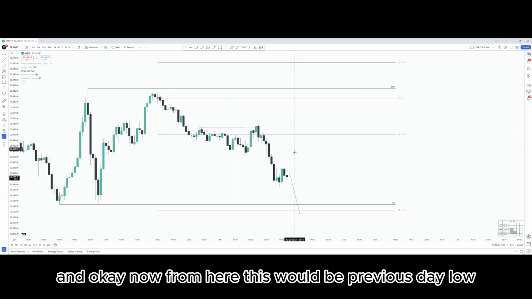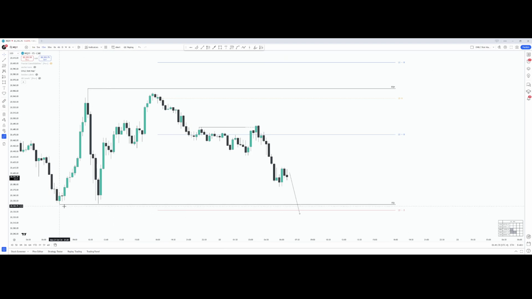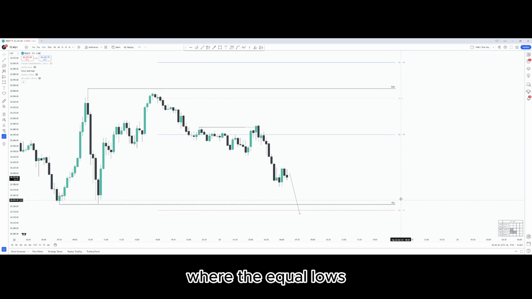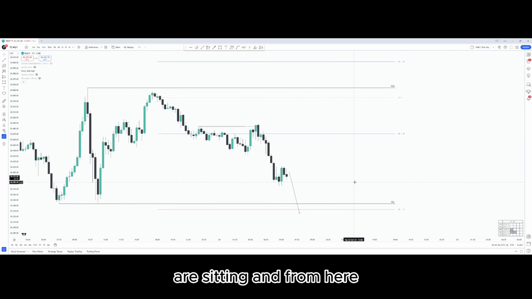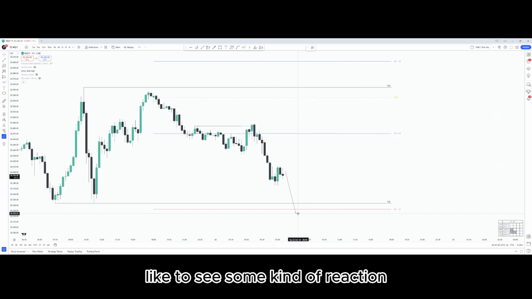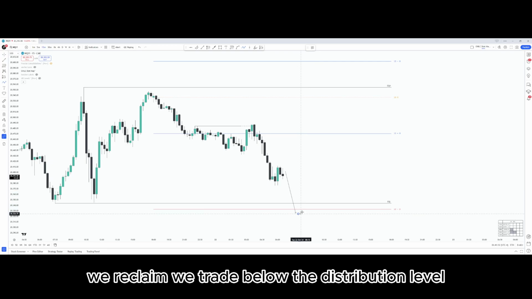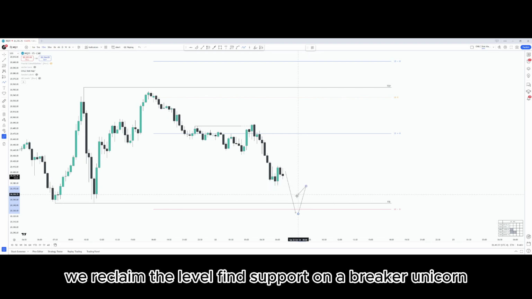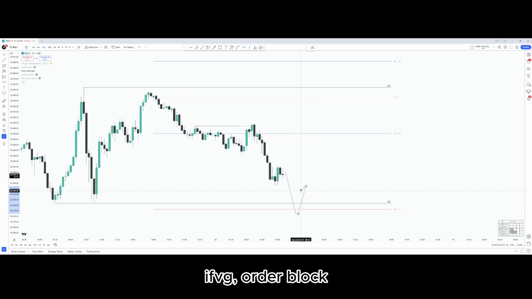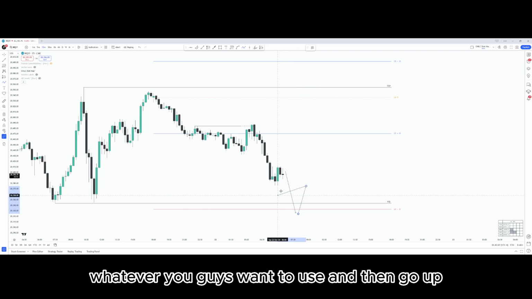And okay, now from here, this would be previous day low, where the equal lows are sitting, and from here I would like to see some kind of reaction, like yesterday. We trade below the distribution level, we reclaim the level, find support on a breaker, a unicorn, IFPG, order block, whatever you guys want to use, and then go up.